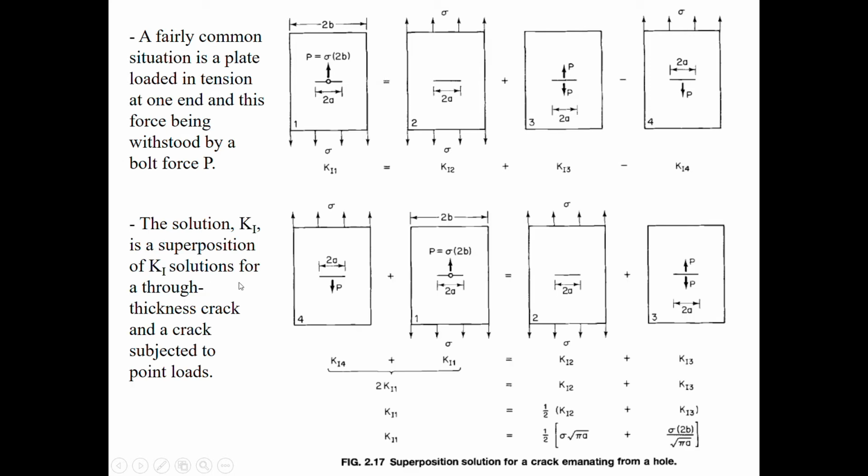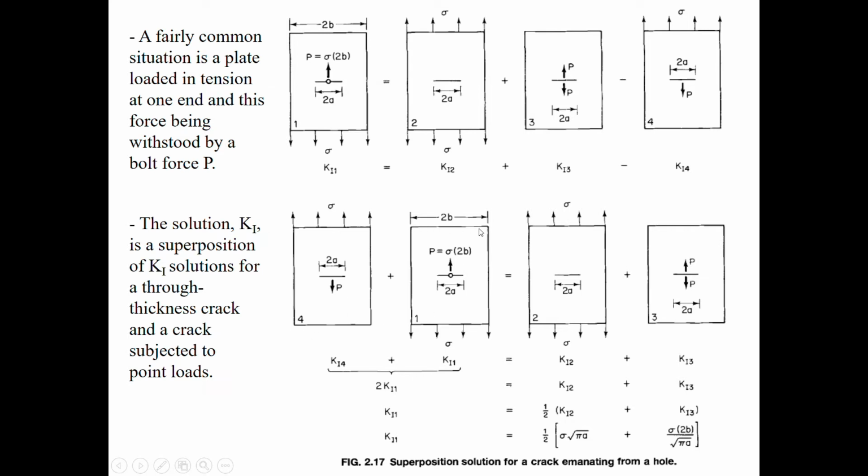Okay, in another situation, the solution K1 is a superposition of K1 solution for a through thickness crack and a crack subjected to point load. If this is the case, like the same that we have covered just now, I have a crack in the middle, and the load is on one side and the other one is fixed.